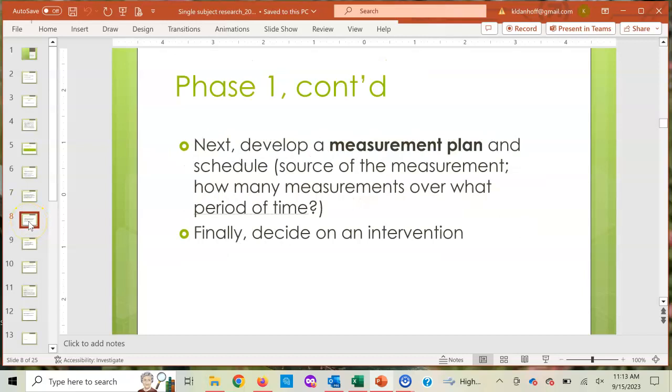So next, we develop a measurement plan. Who's going to be the source of measurement? How many measurements over what period of time? Is it going to be parents? Is it going to be parents and teachers, because kiddos aren't with parents or teachers 24 hours a day? Thinking through those pieces so we know when we're having this intervention, once we decide upon that, who's going to be able to tell us what's happening?